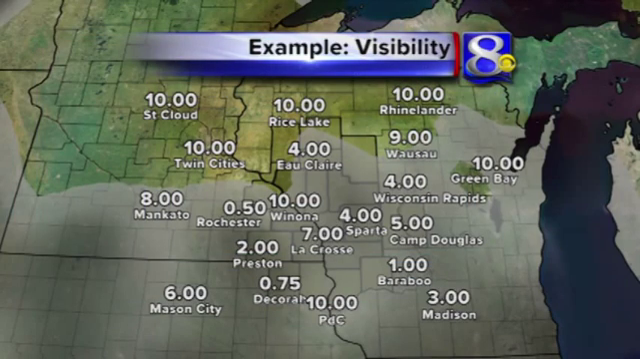This is an example. When there is fog that has formed across the region, we often show you a map like this. It shows you what the visibility is, and you'll notice in this example, Decorah, under a mile. All of these are measured in miles, and anything under 10 miles, you do have some reduced visibility. So this is what he's talking about, and this is what I'm going to show you.